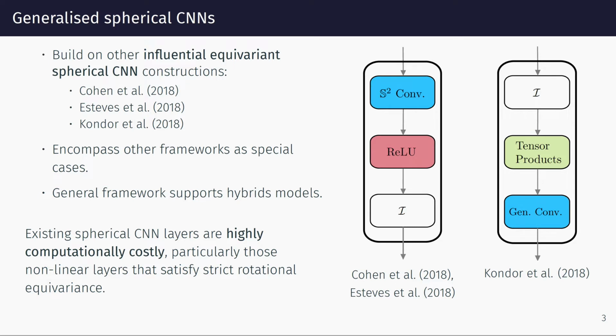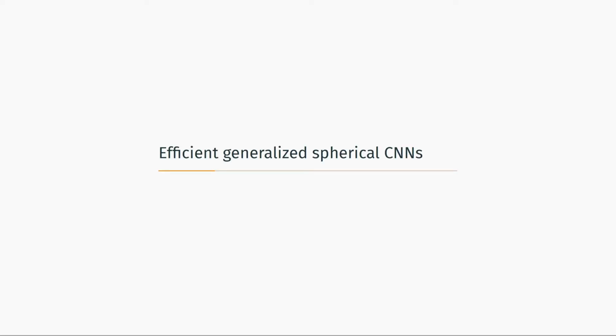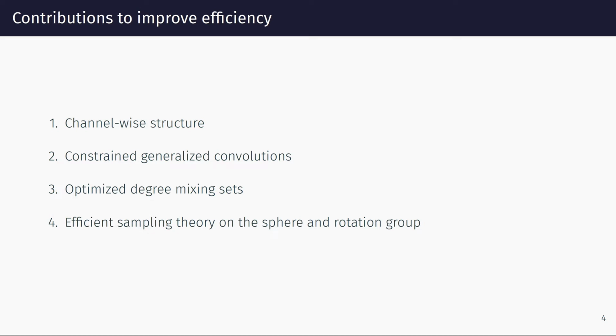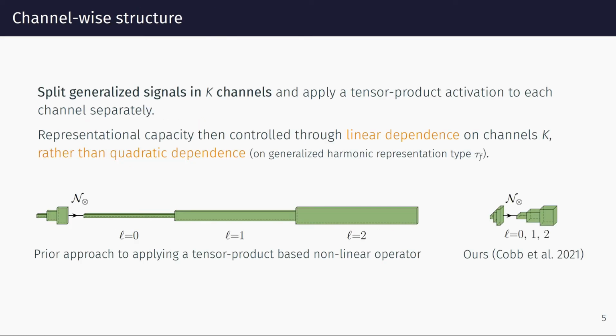Existing spherical CNN layers are highly computationally demanding, in many cases prohibitively slow. In this work, we develop new computationally efficient spherical layers to be used as the primary building blocks in this framework. We introduce four key developments to yield efficient generalized spherical CNNs.